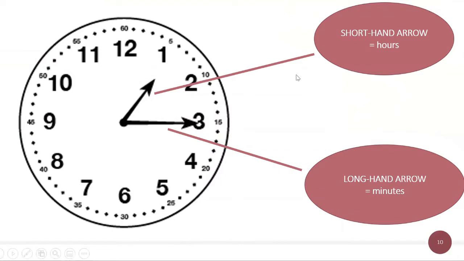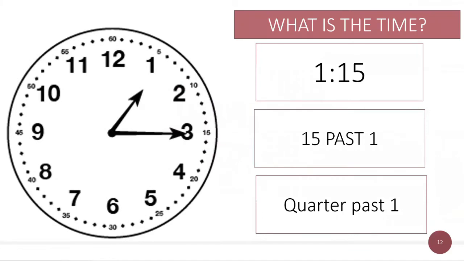Using this clock, our shorthand arrow is pointing at 1. This is the hour. And then the longhand arrow is pointing at 3. For the longhand arrow, remember you have to count from 1, 2, 3, 4, 5, 10, 15. So can you tell me what time it is? Using this clock, the time is 1:15. But wait, there are different ways to tell time.